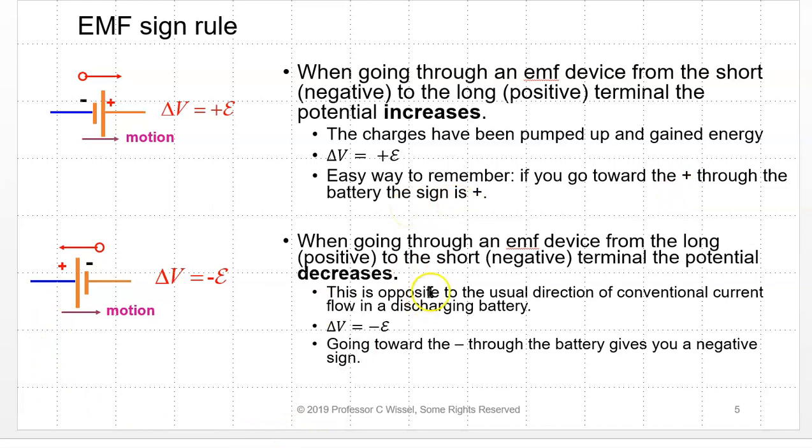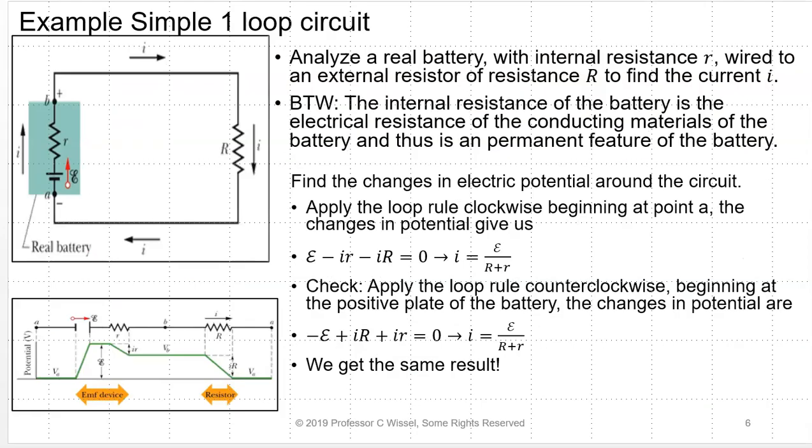When you go in the opposite direction, going from the positive to the negative terminal through the battery, the potential decreases. This is the opposite to the usual direction of conventional current flow in a discharging battery. So delta V equals minus E. Going toward the negative terminal gives you a negative sign. Very easy to remember these, and yet this is where people screw up.